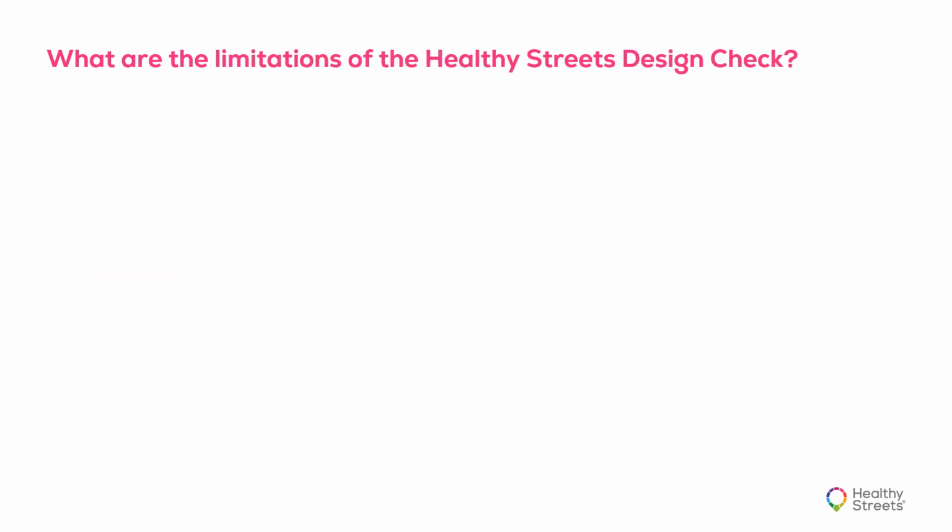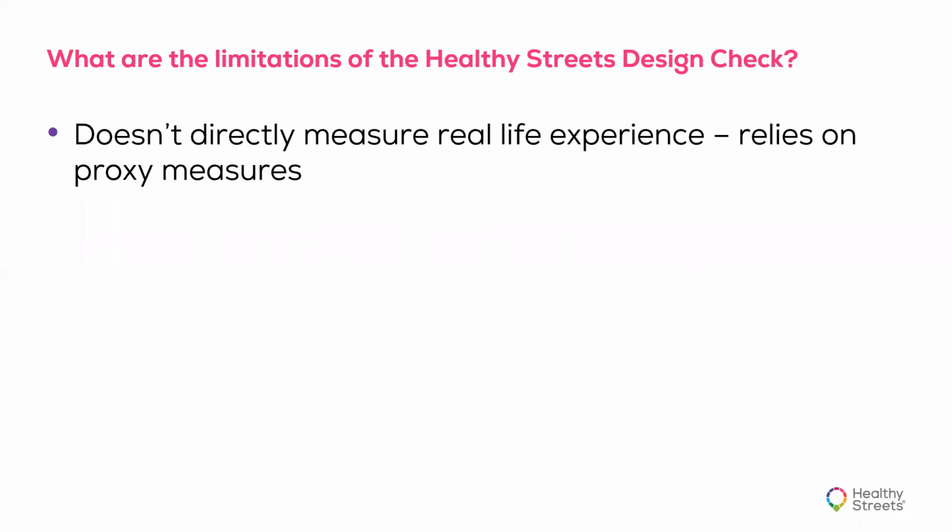There are, of course, limitations to the Healthy Streets Design Check that need to be borne in mind. First of all, it doesn't directly measure real life experience. It's relying on proxy measures. Many things influence how people use streets in the real world, not just the design. So we do our best to use design measures as proxies for what we think will affect how humans use that environment. But there will be other factors that are outside of the control of the designer. And so we can't be guaranteed that a really good Healthy Streets check score is going to result in an environment where lots of people are walking and cycling and spending time in the street.